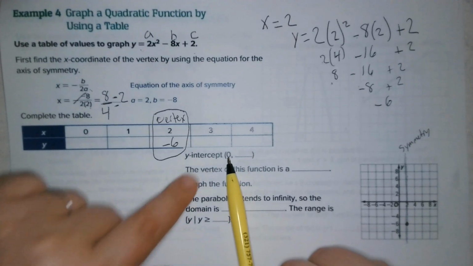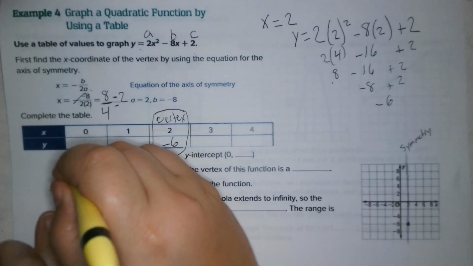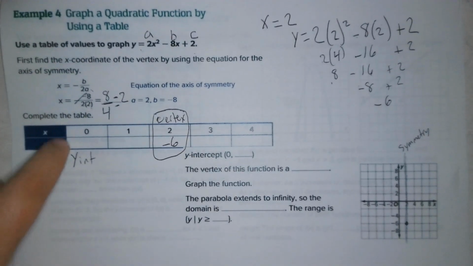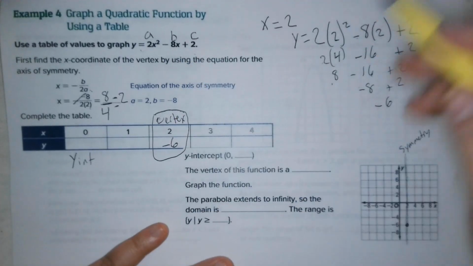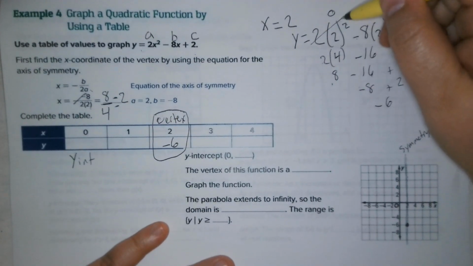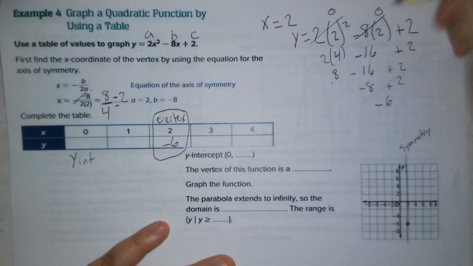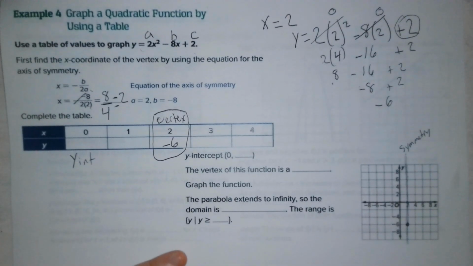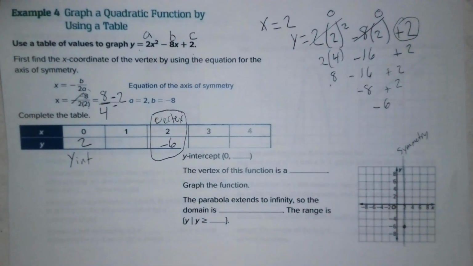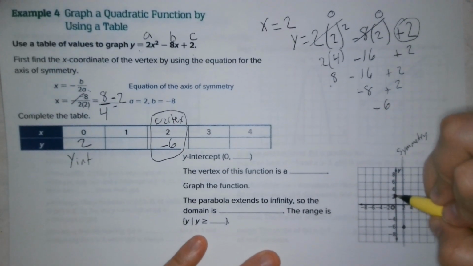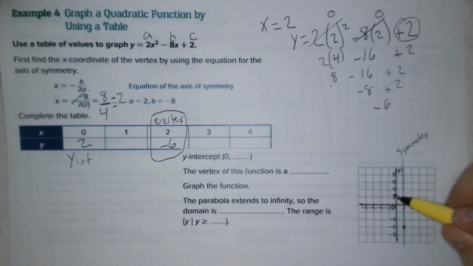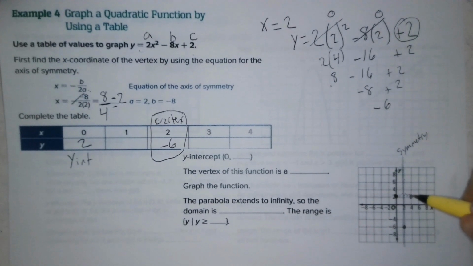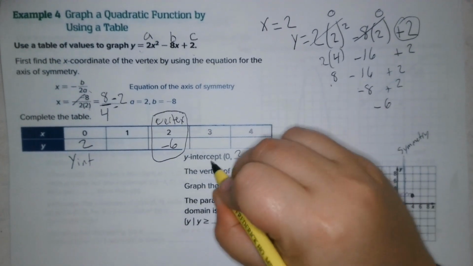My y-intercept is when x is 0, what is y? If I plug in 0 for all of these, that cancels out, that cancels out. So what's left? 2. So my y-intercept is 2. There's my y-intercept. Because of the axis of symmetry, when I have one point over there, I can put the same thing over here. So it is 2 steps, 2 steps. Ta-da! So my y-intercept is 0, 2.